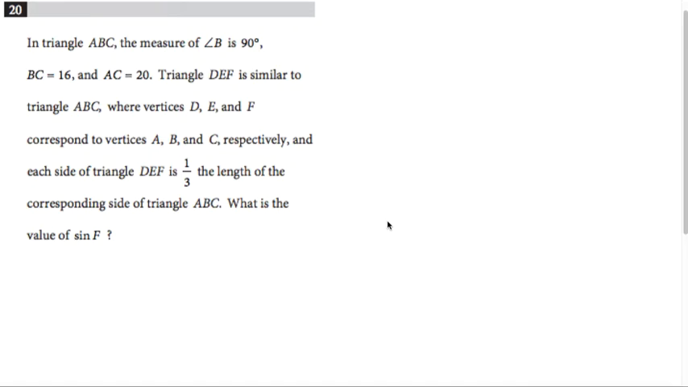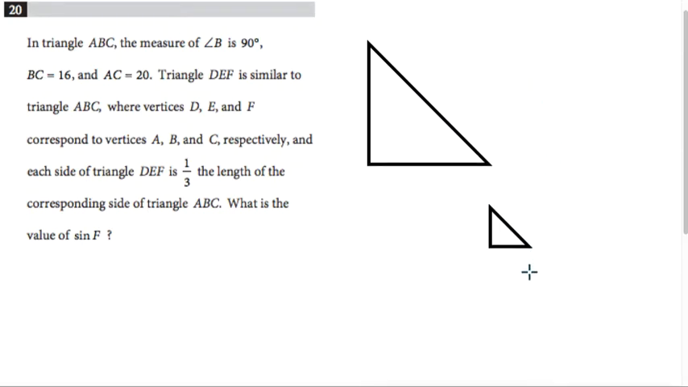So the first thing that I want to do is draw these right triangles. Now, I know they're right triangles because it says that one of the angles is 90 and that they're similar. I'm going to actually make two similar triangles. I'm going to make one smaller because it says it's 1/3 the size. So we've got this triangle A, B, and C.